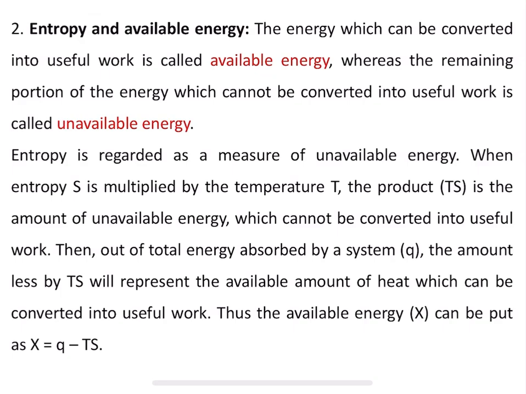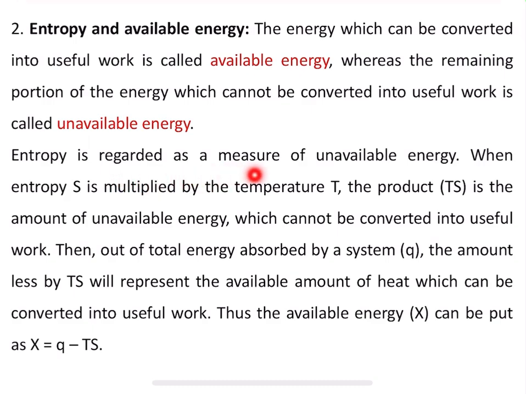The second example to understand the physical meaning of entropy is entropy and available energy. The energy which can be converted into useful work is called available energy, whereas the remaining portion of energy which cannot be converted into useful work is called unavailable energy. This is very simple.